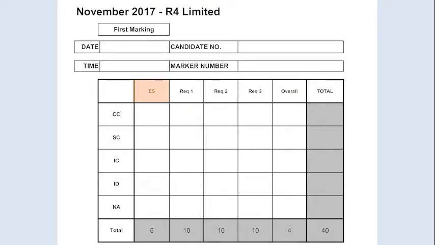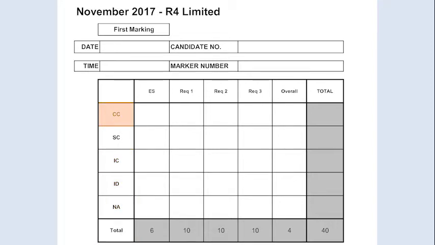ES, the executive summary. Requirement 1, financial statement analysis. Requirement 2, financial data analysis. Requirement 3, operational and strategic analysis and ethics. And the overall paper, the presentation of your report and appendices. Down the left-hand side of the grid are 5 grades.